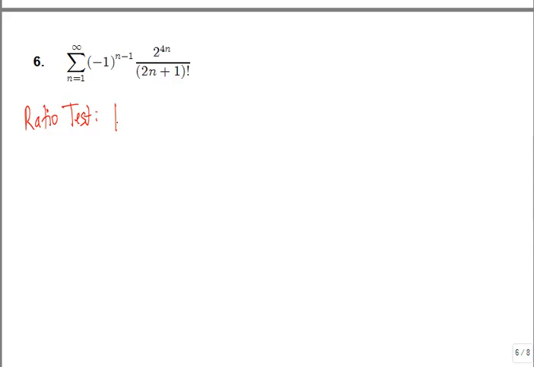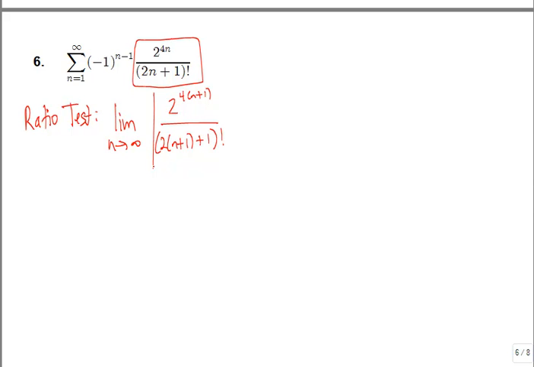So the ratio test would say that we would want the limit as n goes to infinity of the absolute value, which is going to knock out this negative 1 part and make it become positive. So I just need to focus on this part right here, the nth plus 1 term. So when I plug in n plus 1, I'm going to get 2 to the 4 times n plus 1 over 2 to the n plus 1 factorial. And all of that is being divided by 2 to the 4n over 2n plus 1 factorial.